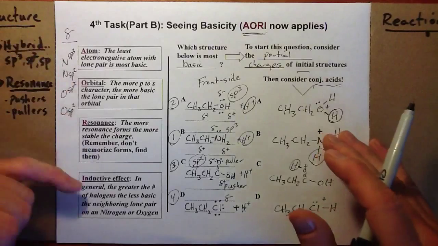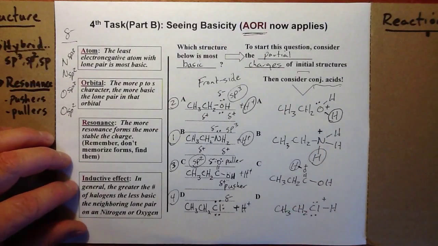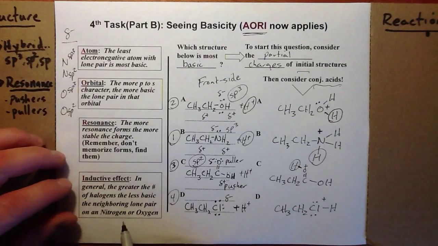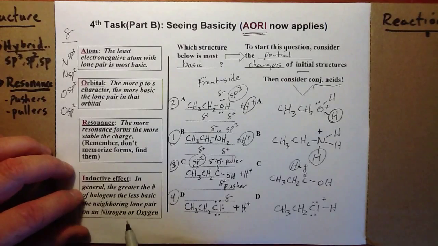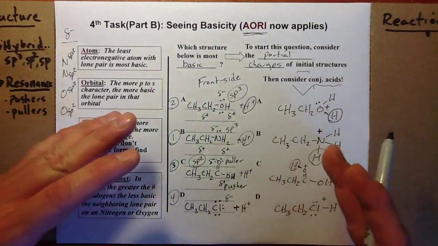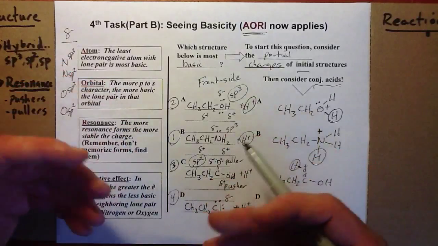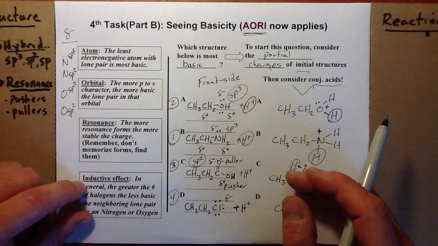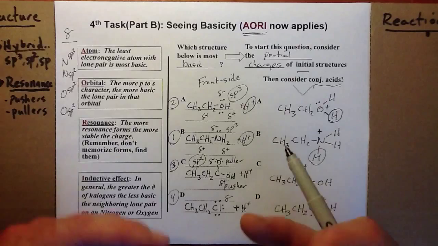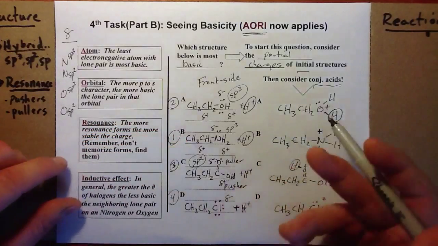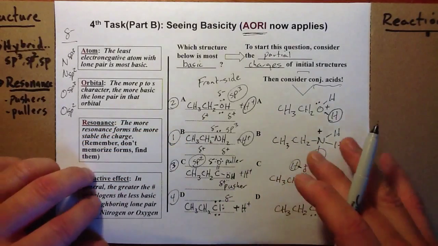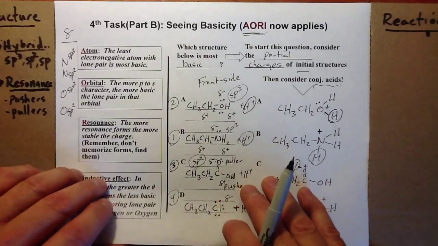Alright, that's it. Now again, inductive effects, I guess in general, the greater the number of halogens, the less basic that neighboring lone pair on the nitrogen or oxygen will be. Or actually, if you halogenate, you're actually causing problems. You're pulling away the electron density, the very electron density you want to bind to a proton. So halogenation would be bad if you want basicity.